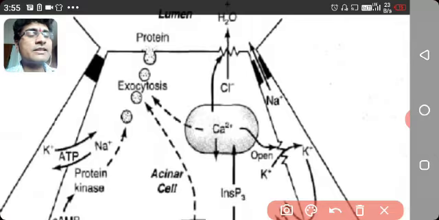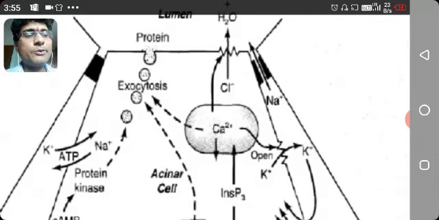Now this calcium will be released outside. When this calcium is released, then potassium is required to be ousted. So this will be ousted through potassium channels. Now this excess release of the calcium increases the release of H2O inside the lumen and sodium inside the lumen.